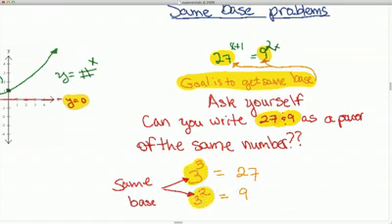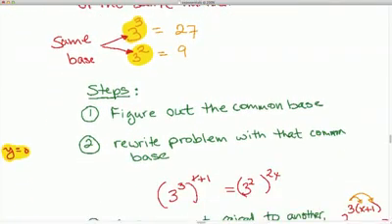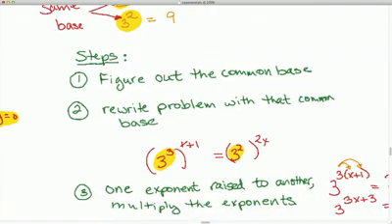So what you can do is rewrite it. First, here are the steps formally written out for you. Once you figure out what the common base is, you're going to rewrite it: 27 has become 3 to the third, and 9 has become 3 squared.